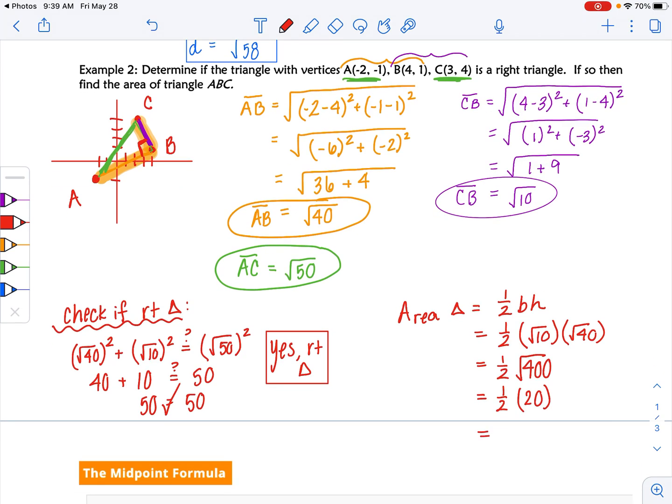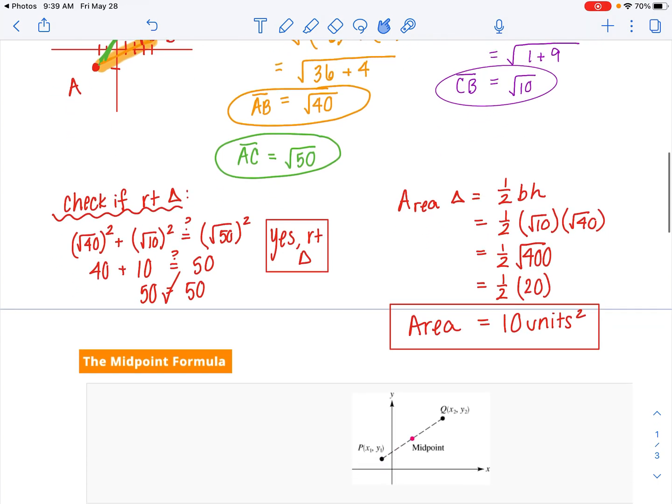Sorry, falling over here. Area is really 10 units squared. Always have units, and because it's area, it is squared. Hopefully this is not new, but if it's a little refresher and a little help, that's what we care about.